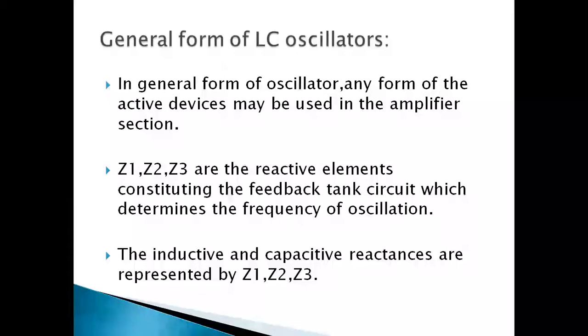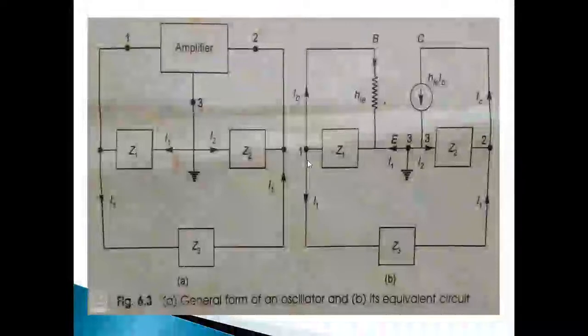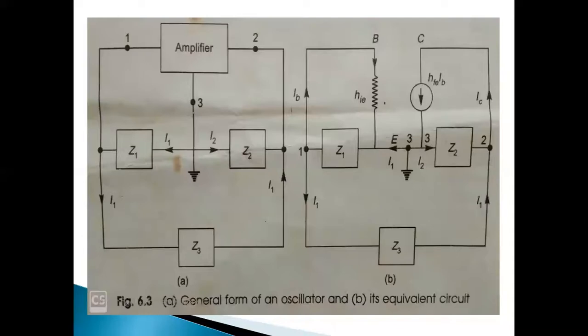So here we have the figure of the basic LC oscillator. Here Z1 and Z2 serve as the voltage divider for the output and the feedback signal. The voltage across Z1 is the feedback signal, and for this basic LC oscillator, the basic formula for the frequency of oscillation is 1 by 2 pi root LC.